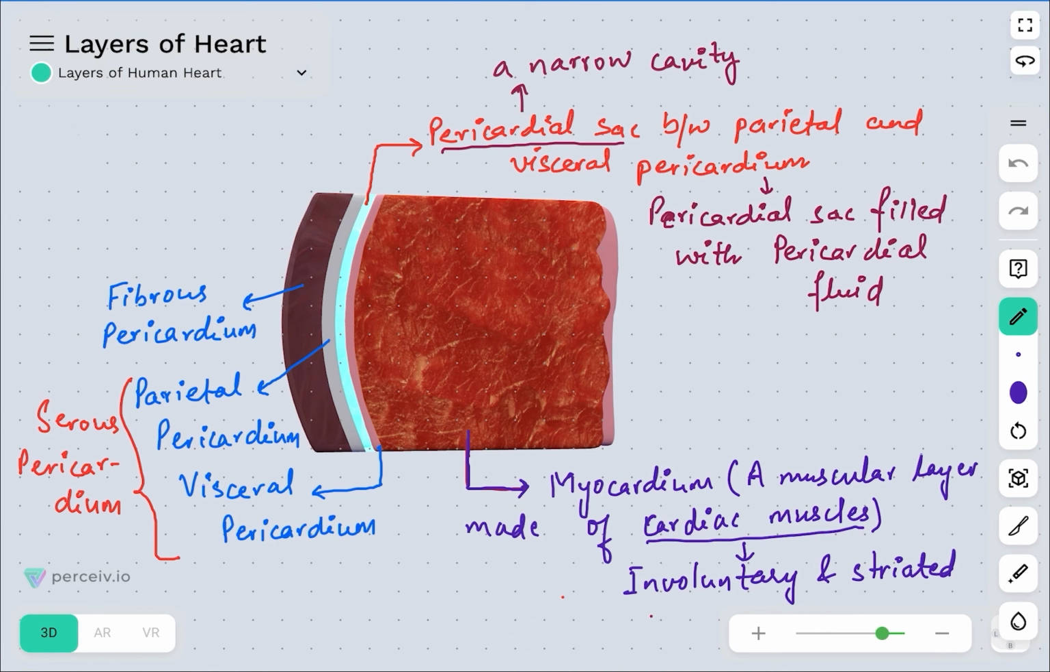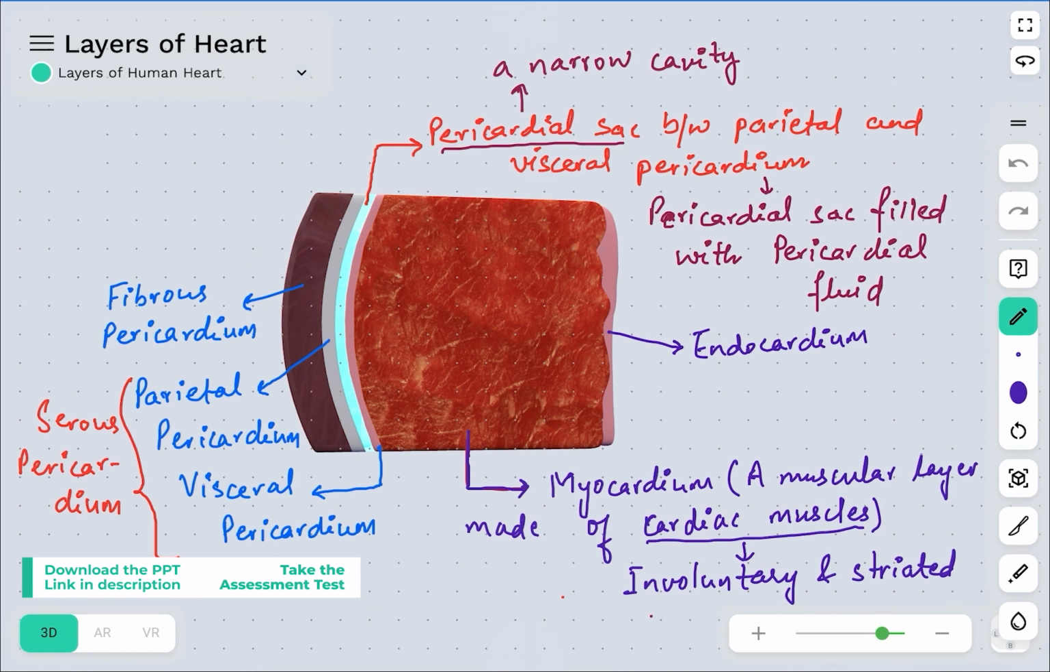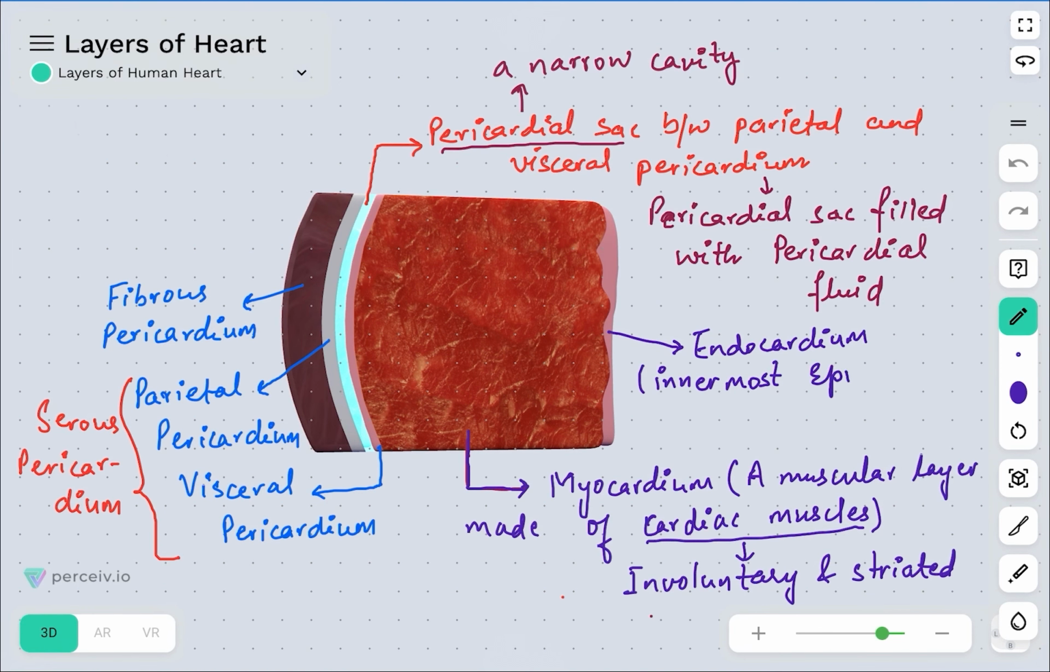Now, the innermost layer, which you can see here, is the endocardium. And this endocardium is usually made of epithelial cells. So it is the innermost epithelial cells of the walls of the heart.